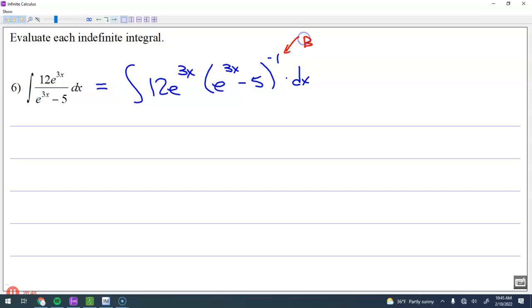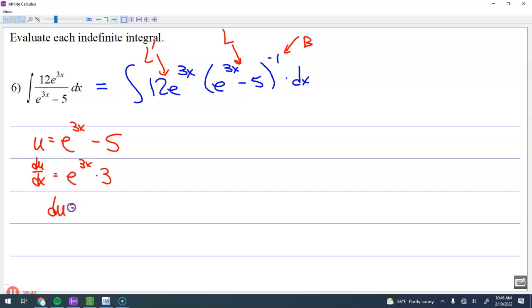So this is my big. This is my little, and this is what I think I can turn into my little prime. But I'm going to do u substitution to find out. So u is going to equal e to the 3x minus 5. So then du over dx, well, what's the derivative of e to the 3x? It's e to the 3x times 3. And what's the derivative of minus 5? It's just not, right? So what I have is du equals 3e to the 3x.